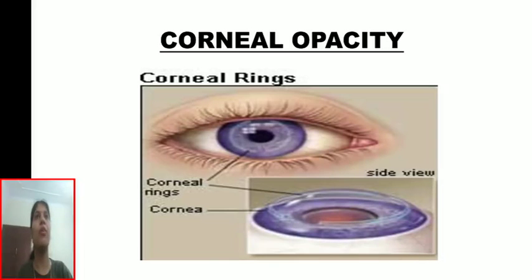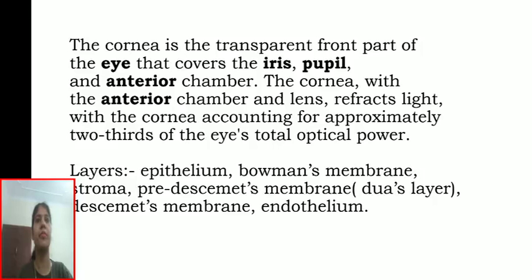Now first I discuss the cornea. The cornea is seen in the front view and the side view. The corneal ring is in front of the iris. The cornea is the transparent front part of the eye that covers the iris, pupil and anterior chamber. The cornea, with the anterior chamber and lens, reflects light, with the cornea accounting for approximately 2/3 of the eye's total optical power.